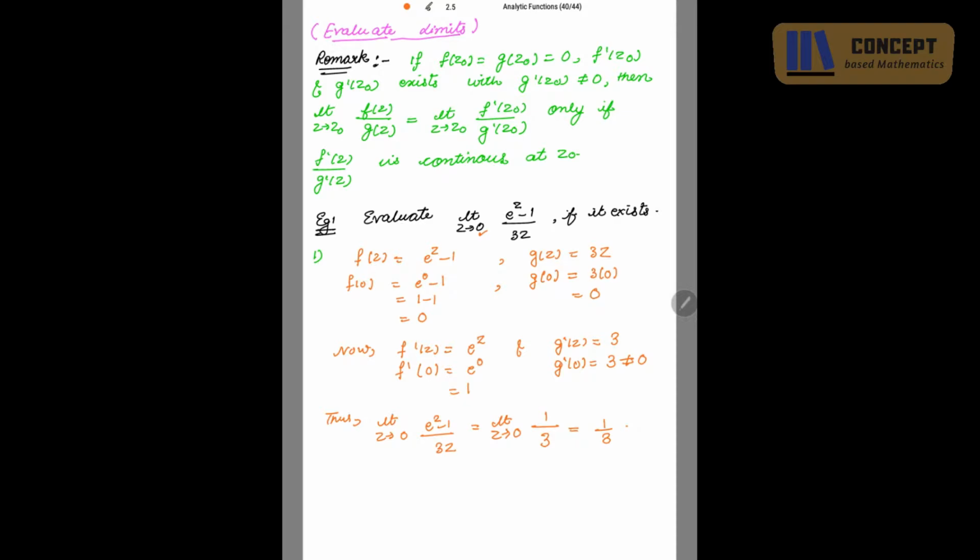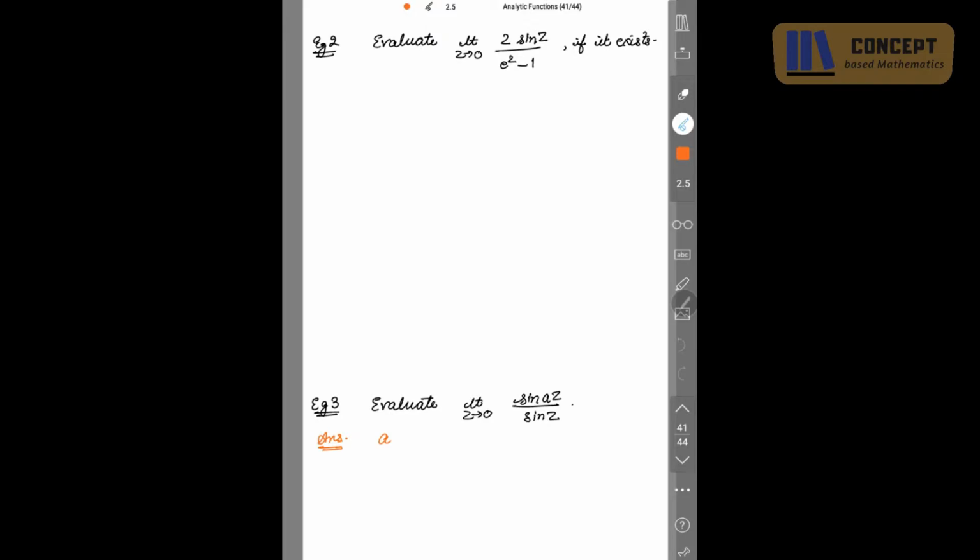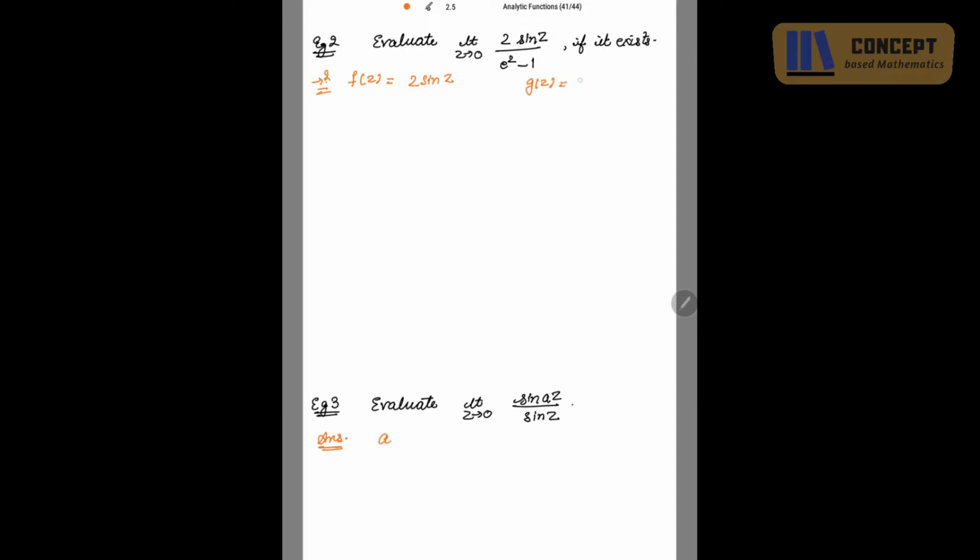Alright? Yes. Hence the limit. Next question. Second example is limit z tends to 0 2 sine z over e the power z minus 1. So the first function is, I am considering f z to be equal to 2 sine of z, and g z is equal to e the power z minus 1.